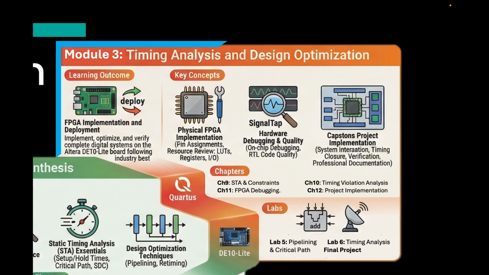These final chapters include Chapters 9 and 10, Mastering Static Timing Analysis. We'll tackle setup and hold times, critical path, and optimization techniques like pipelining and retiming. Chapters 11 and 12, you will learn to navigate Quartus compilation reports, manage resource utilization, and use the logic analyzers for on-chip debugging. The associated labs are Lab number 5, Implementing Pipelining to Boost System Frequency, and Lab number 6, Timing Analysis and Critical Path Exploration to ensure your design never fails in the field.